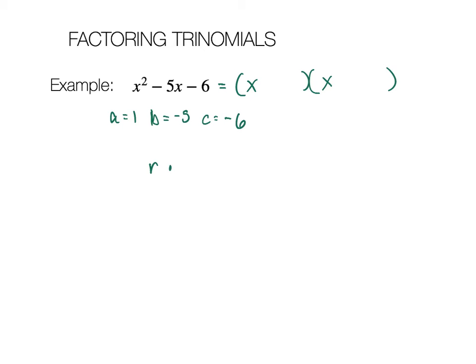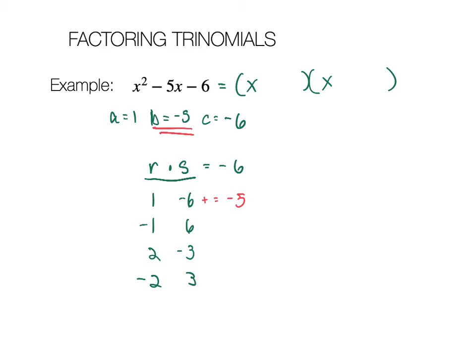So they have to multiply R times S to give me this time a negative 6. Let's see here, it could be 1 times negative 6, or negative 1 times positive 6. It could be 2 times negative 3, or negative 2 times 3. It's going to be one of those possibilities. Now they have to add up to negative 5.